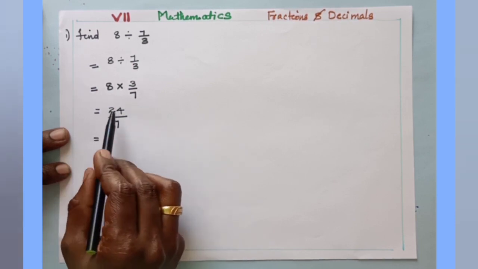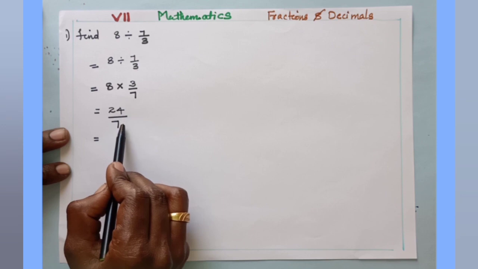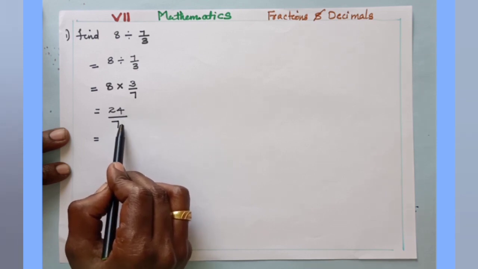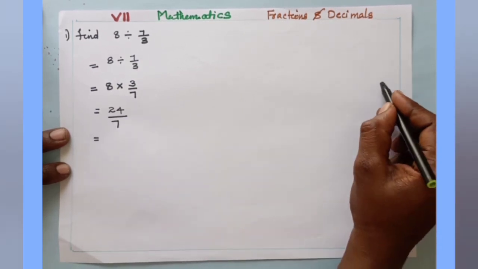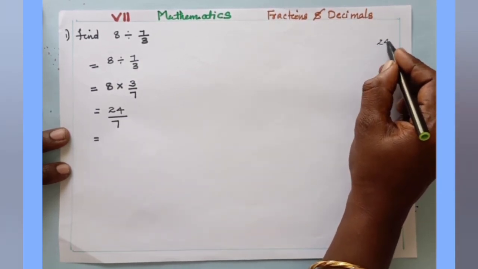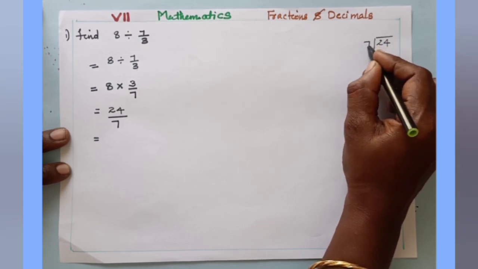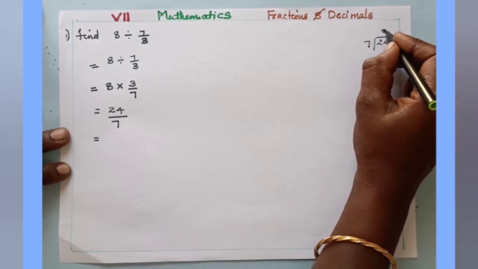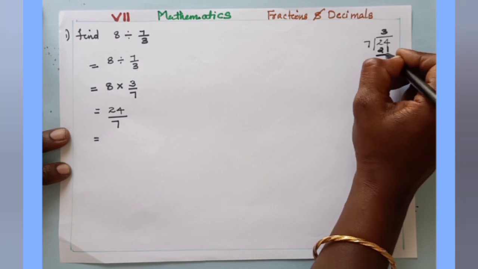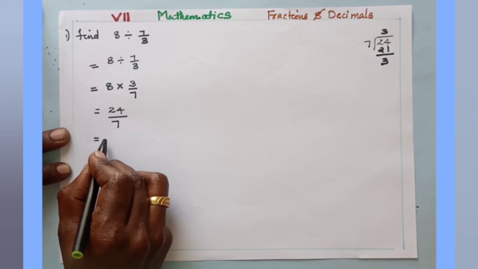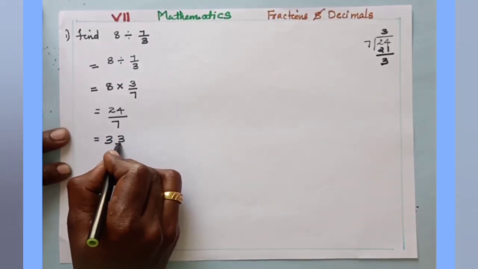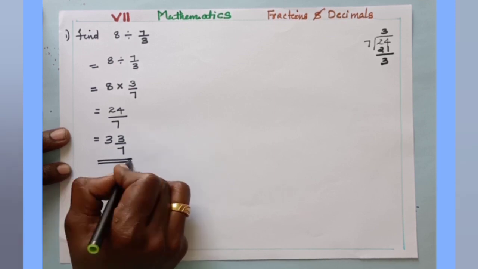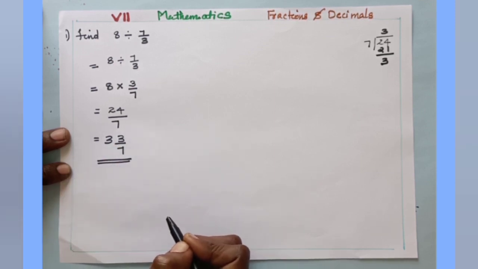That is equal to 24/7. Listen, this is an improper fraction, as the numerator is greater than the denominator. So change it into a mixed fraction. 24 divided by 7: 3 7s are 21, remainder 3. So we can write it as quotient, remainder by divisor: 3 and 3/7 as the answer.